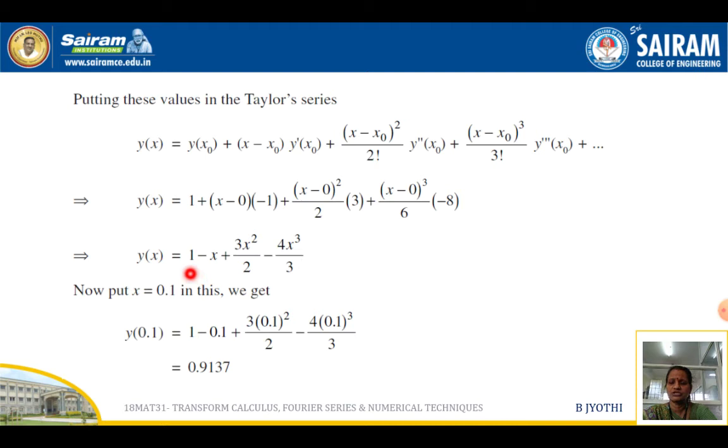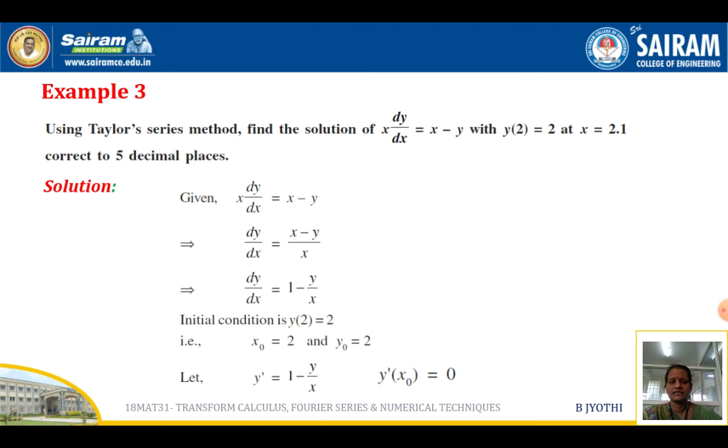On simplification, y of x gives us 1 minus x plus 3x square by 2 minus 4x cube by 3. And now this is the required Taylor series for the given problem. But we need to have x is equal to 0.1 in this, we get y of 0.1 is equal to 0.9137.